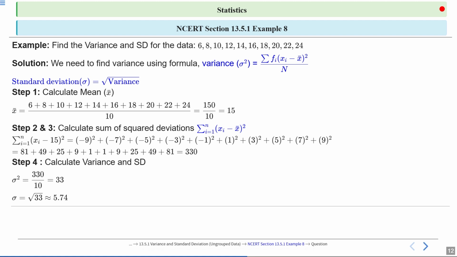Finally, to find the standard deviation, we take the square root of the variance. So sigma equals the square root of 33, which is approximately 5.74. So I hope this is clear to all of you.